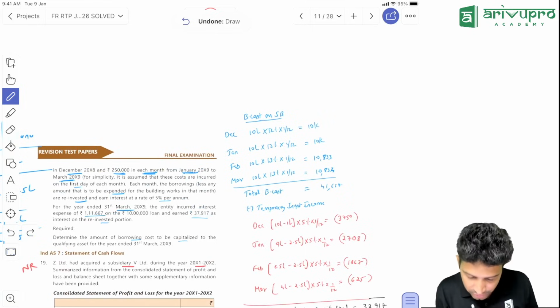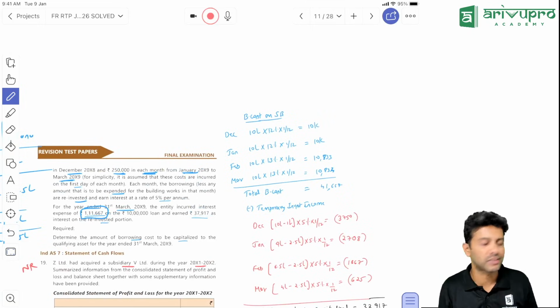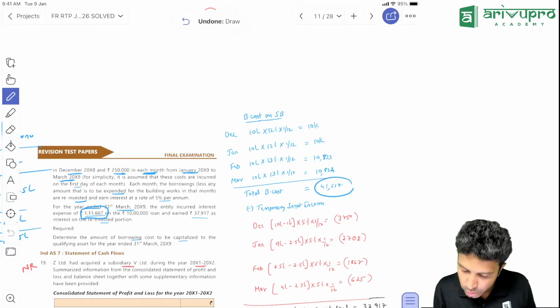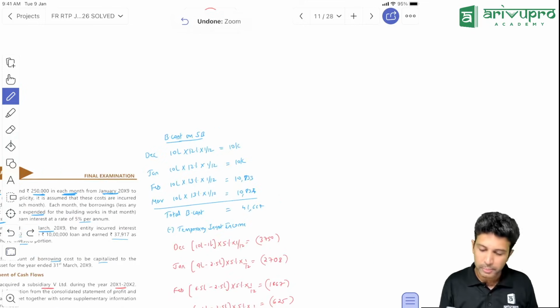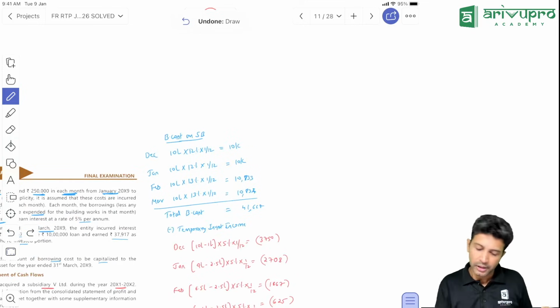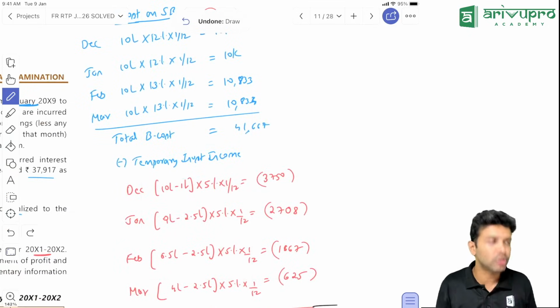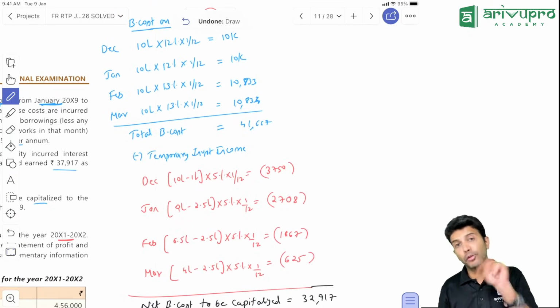Okay, because total interest is 1,11,667. Are we capitalizing 1,11,667 or only 41,667? 41,667, because this is only for the 4 months period. The same way, temporary investment income also you need to calculate and reduce only for 4 months.